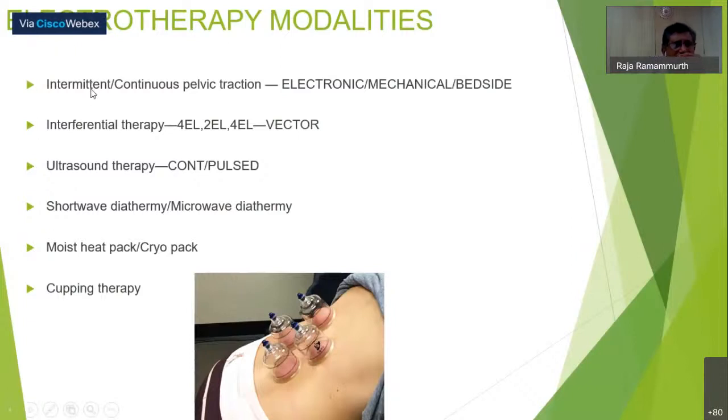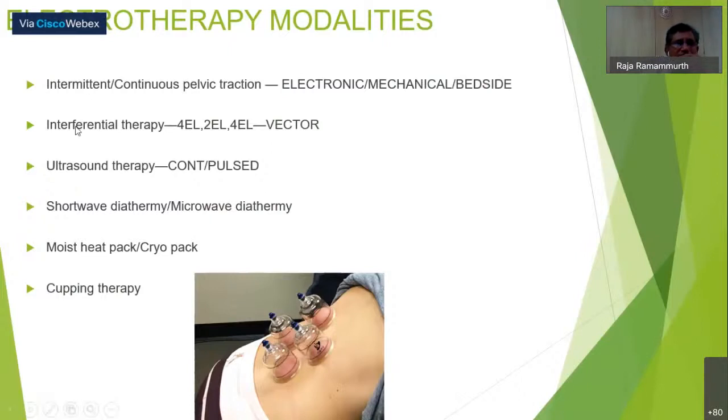In that case, there is back pain, but there is not much radiating pain. In that case, we give the intermittent pelvic traction, whereas the continuous pelvic traction can be given with the help of electronic, mechanical or bedside traction. This can be given exclusively whenever there is a maximal disc protrusion or extruded case, where the protruded or extruded disc is compressing the nerve pathway and the patient is complaining of radiating pain.